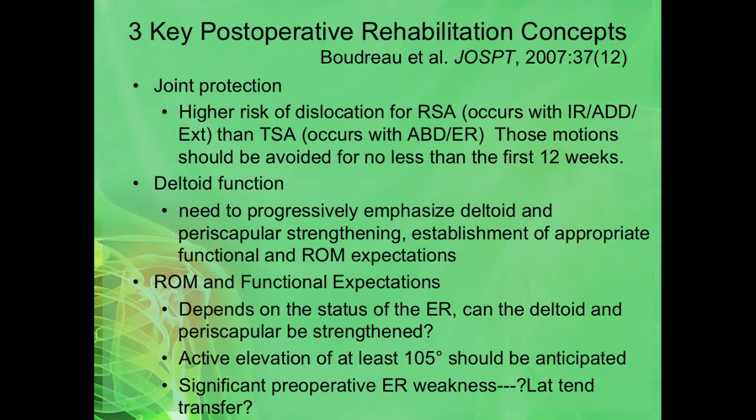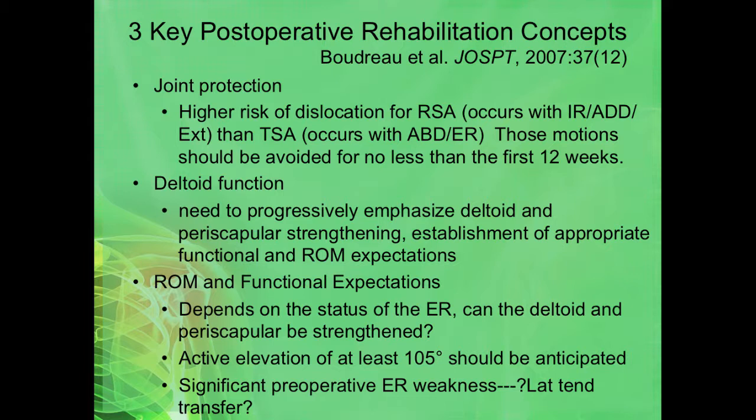So Boudreau in 2007 was looking at some postoperative rehabilitation concepts. He found that there was a higher risk of dislocation for patients who had a reverse shoulder arthroplasty, and this will occur when the person is in internal rotation, adduction, and extension, as if they were reaching behind their back to put something in a pocket. So there was a higher risk of dislocation in patients with the reverse than the total shoulder.